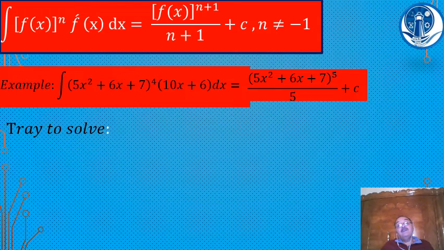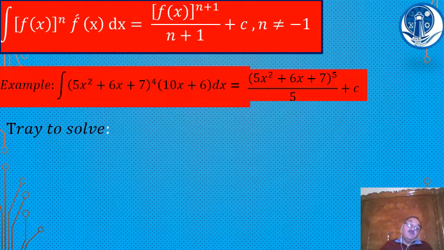Here is 5x squared plus 6x plus 7 to the power 4 times 10x plus 6. What about 10x plus 6? Yes, it is the derivative of 5x squared plus 6x plus 7. Then the integration is 5x squared plus 6x plus 7 all power 5 divided by 5 plus c.